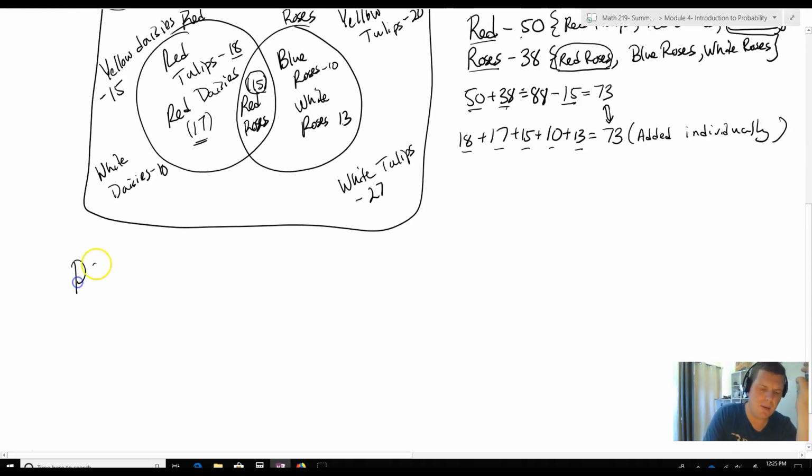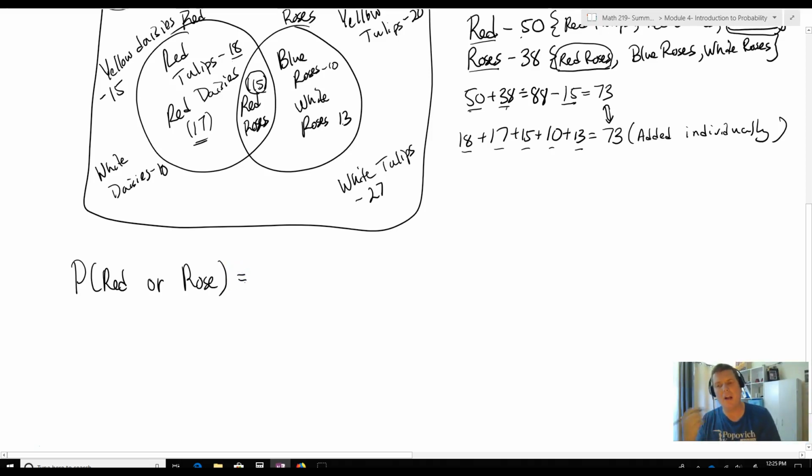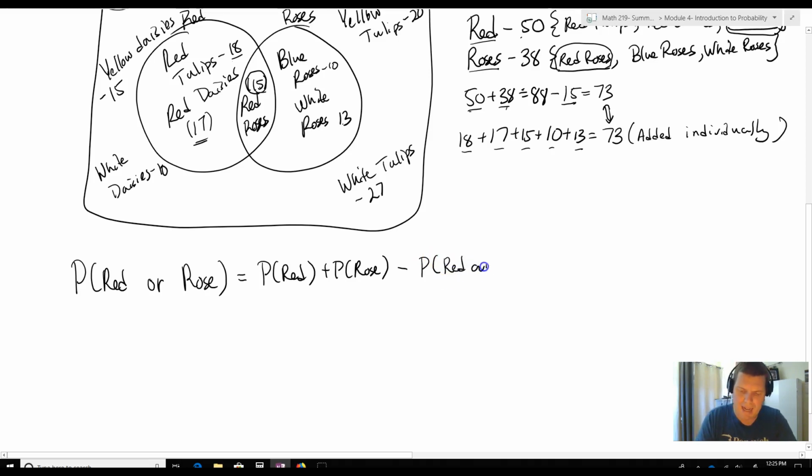Let's say, for example, I want the probability of red or the probability of a rose, okay? Now, rather than going through and adding them all individually, because sometimes you don't have that information, I'm going to write that. That's going to be the probability of red, plus the probability of rose, and then I'm going to subtract out the double counted probability of red and a rose, right? Those are the red roses.